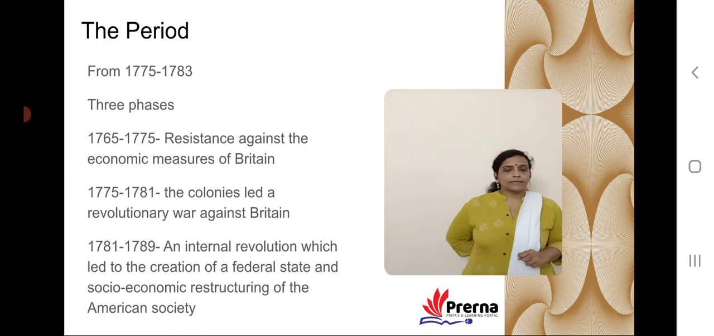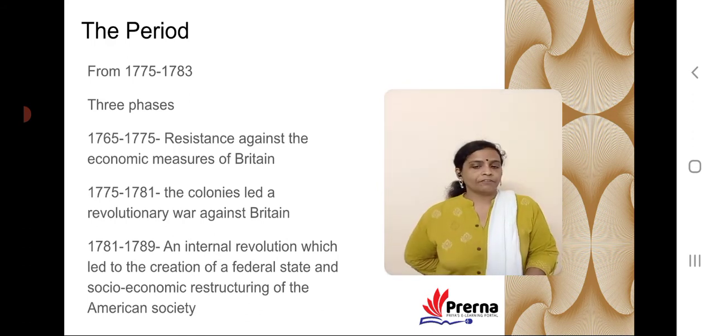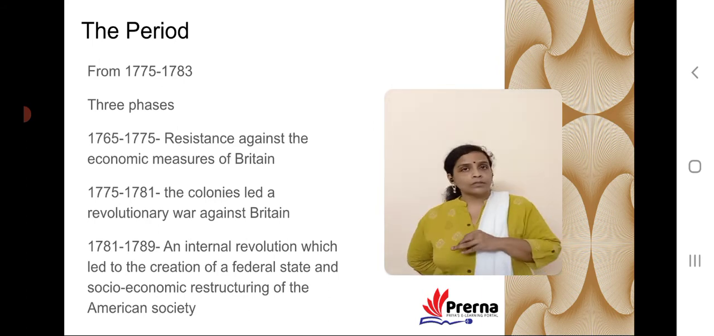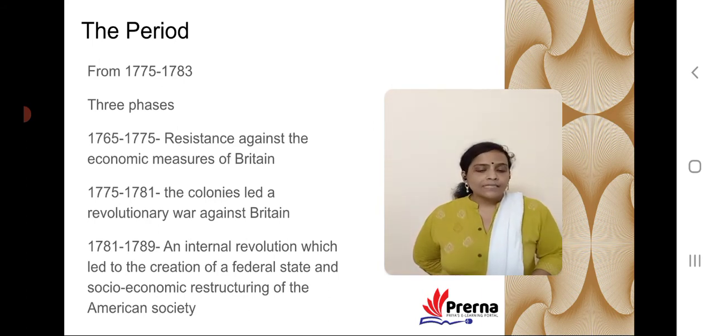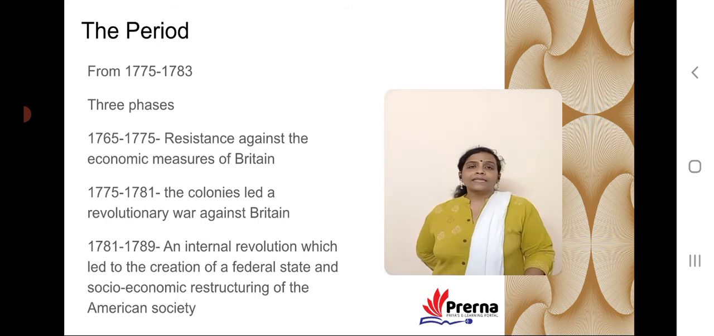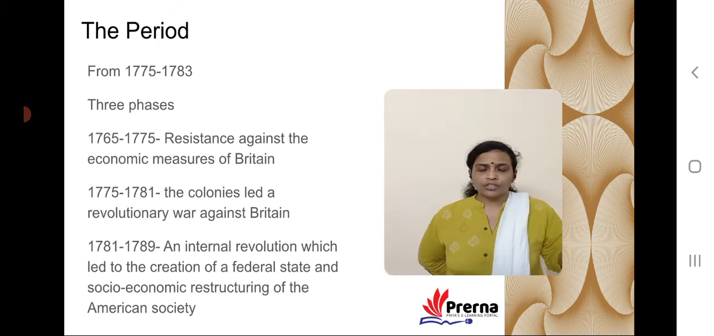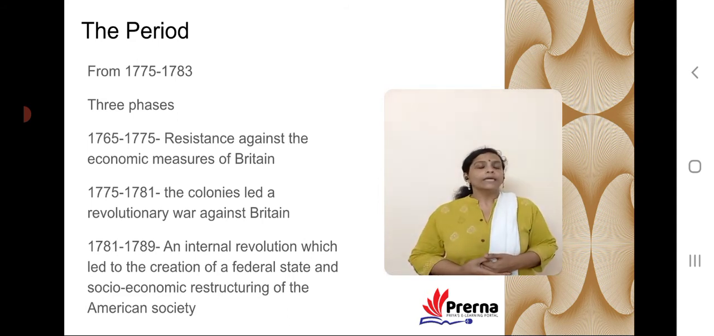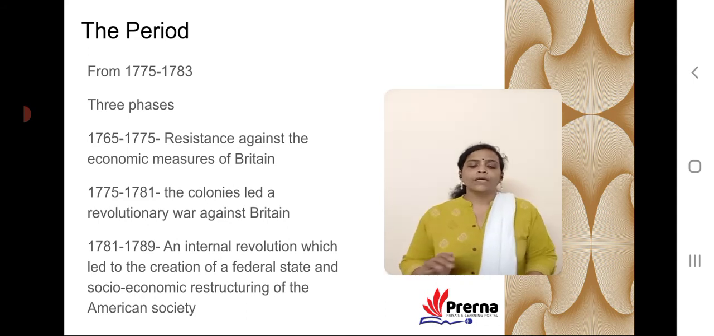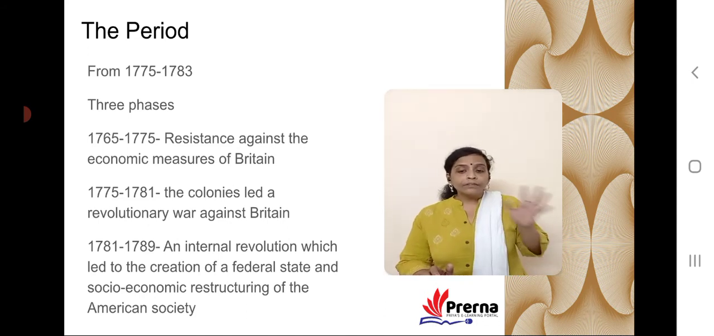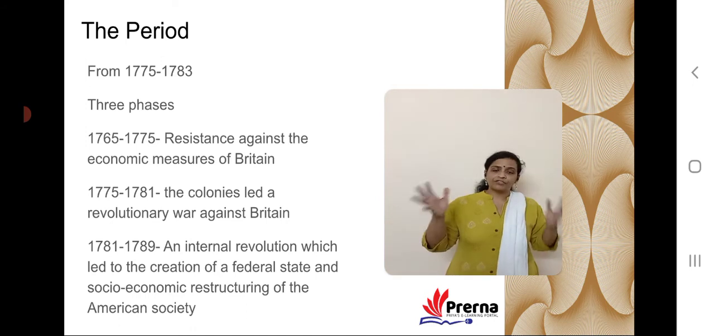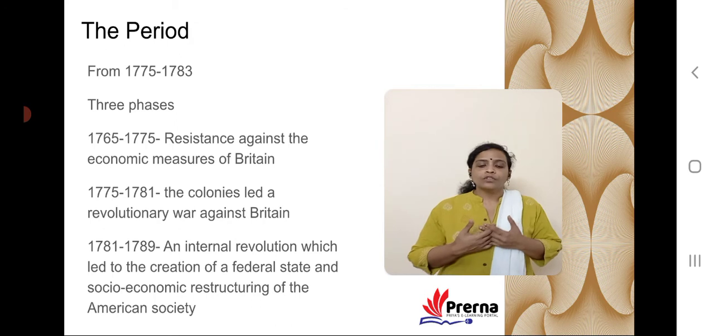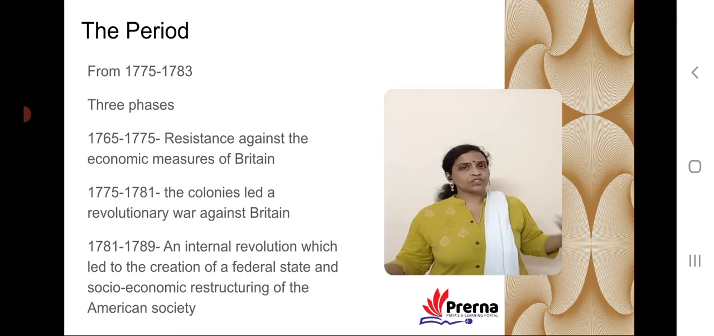So you can see the 3 phases, 1765 to 1775. This was the time when there was resistance against the economic measures of Britain. Then 1775 to 81, the colonies led a war under George Washington, when they formed a militia, a very powerful one, and they waged a war. Then the third stage, 1781 to 89, an internal revolution which led to the creation of a federal state. And you could also see how the socio-economic restructuring also happened. The federal state based on the constitution which they drafted.